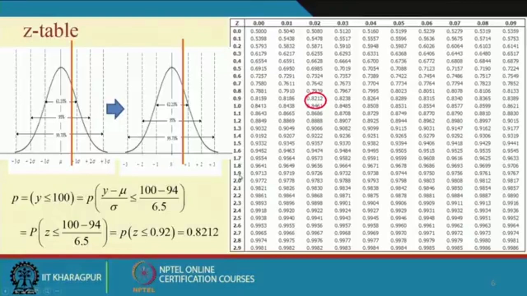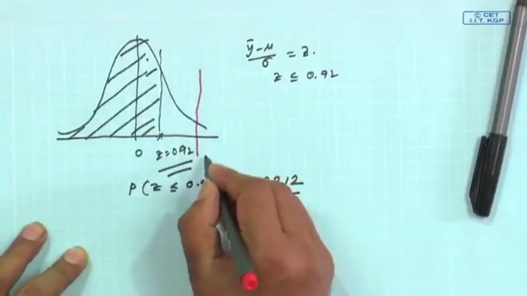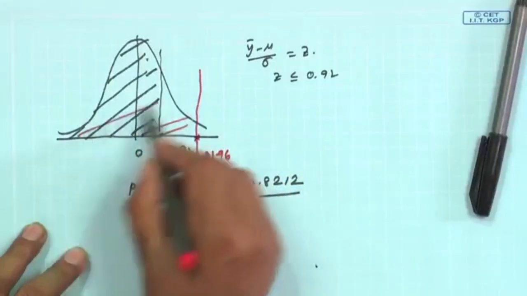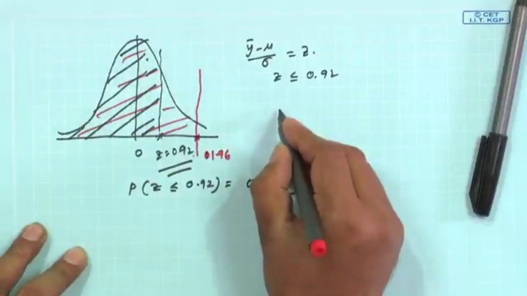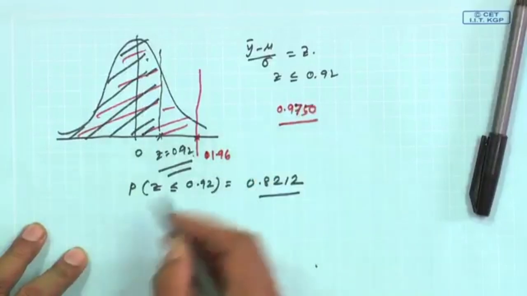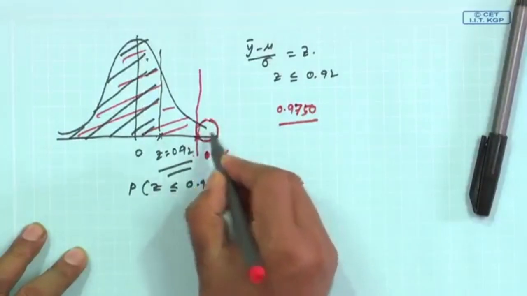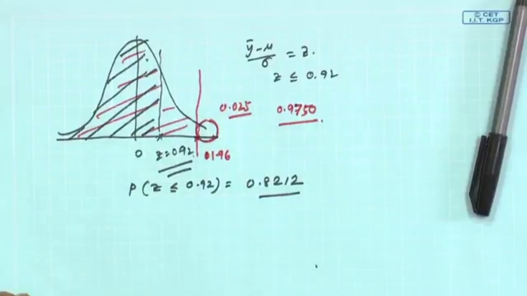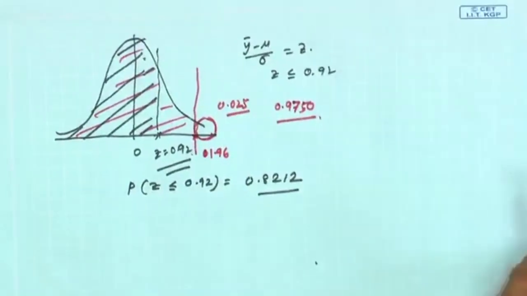This is 1.9, and you move to the right up to 0.06, this is 0.9750. So, it indicates that the area under the curve to the left of this point, 1.96, is 0.9750. So, that means the area under the curve to the right of this is 1 minus this, which means 0.025. So, this is the way you have to read the table.